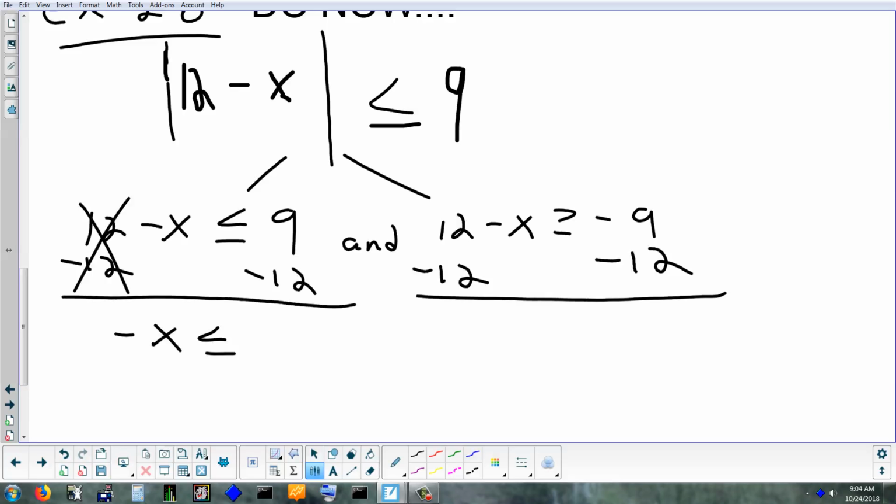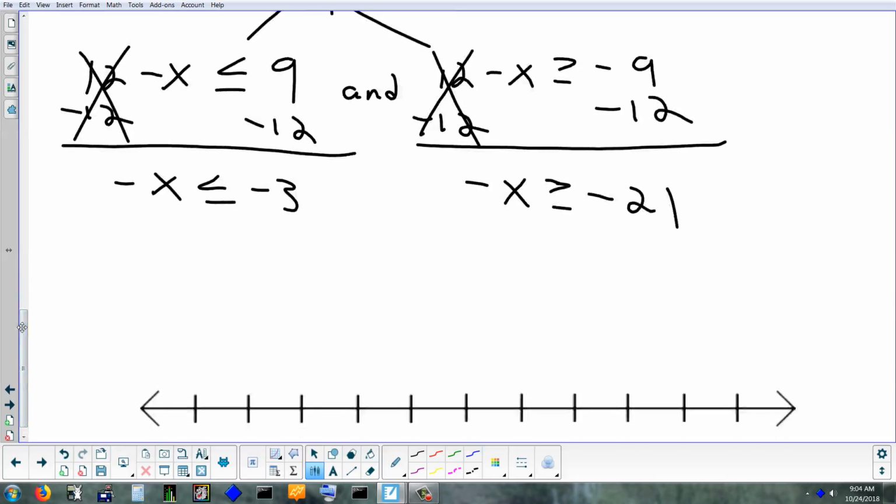And it's popular. 9 minus 12. What is it? Negative 3. Okay, I'll come back to that one in a second. Let's do this one at the same time. Negative x. What's negative 9 minus 12? Negative 21.